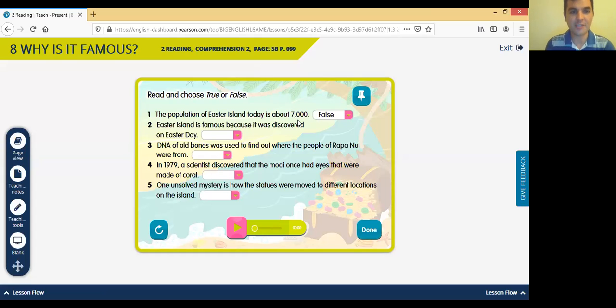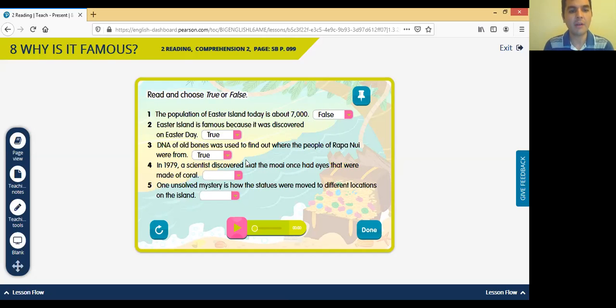As per the instructions. Number 2, Easter Island is famous because it was discovered on Easter Day. Now, we heard and read about some Dutch settlers who discovered the island on Easter Day. So we'll put that as true. Number 3, DNA of old bones was used to find out where the people of Rapa Nui were from. Also true. We heard about that.